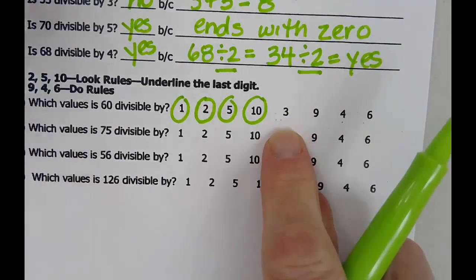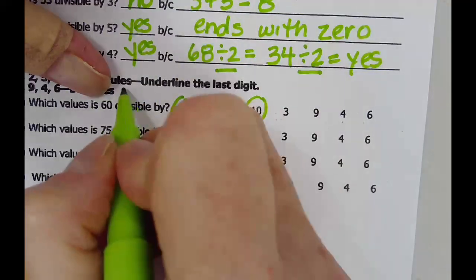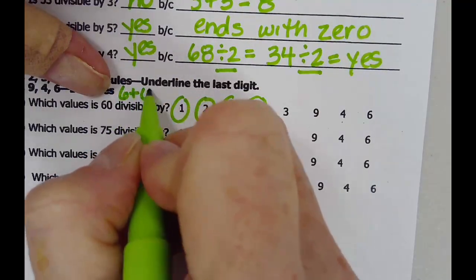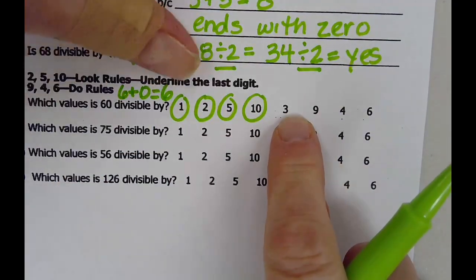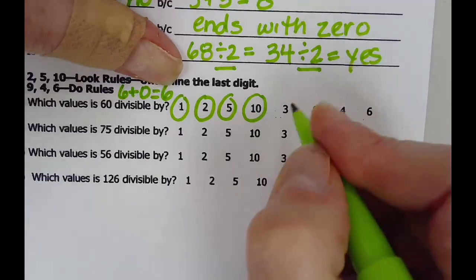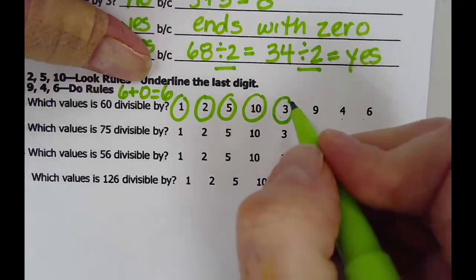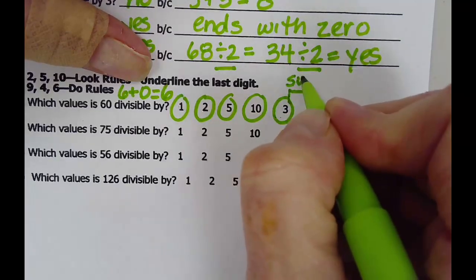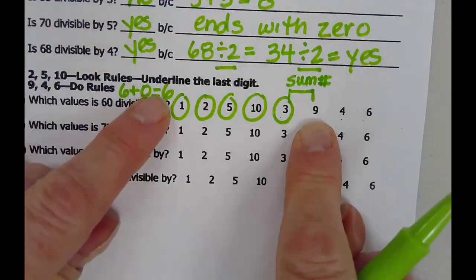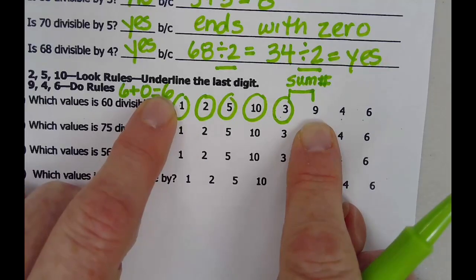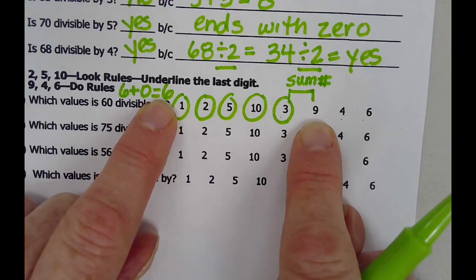Okay. Is this divisible by 3? What do I have to do? Add the digits together. So what are my digits? 6 plus 0 equals what? Does 3 go into 6 evenly? Yeah, so that means 3 will go into 60 evenly. It would go 20 times. The same thing for 9. You're adding the numbers together, so I have a 6. Does 9 go into 6 evenly? No. So I'm not going to circle it. It has to go into that number evenly.